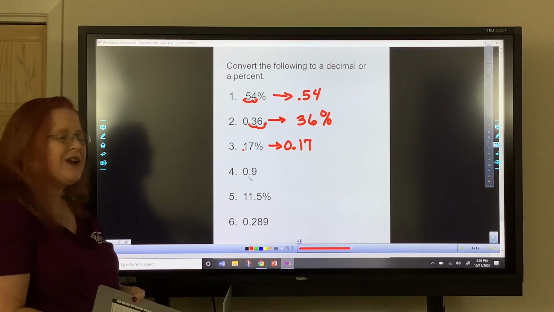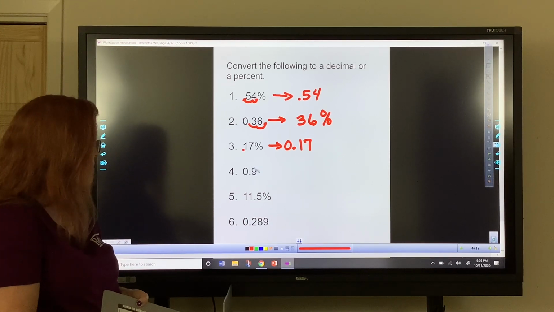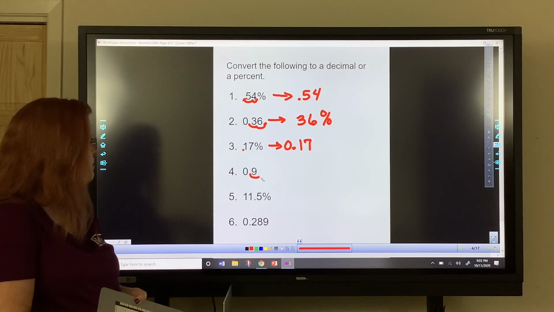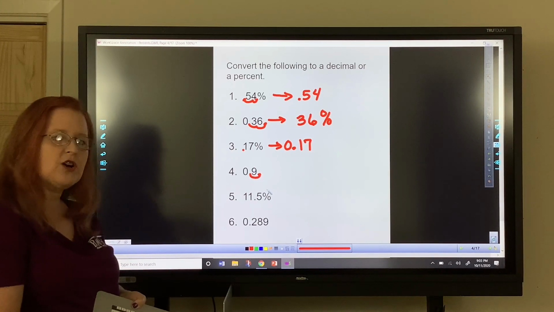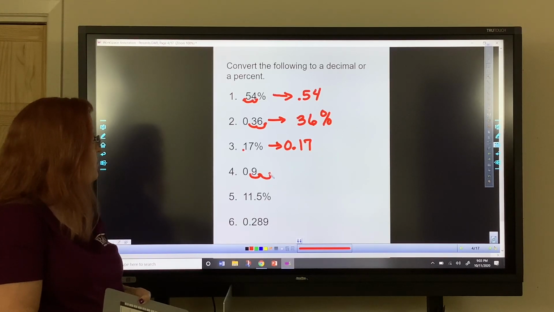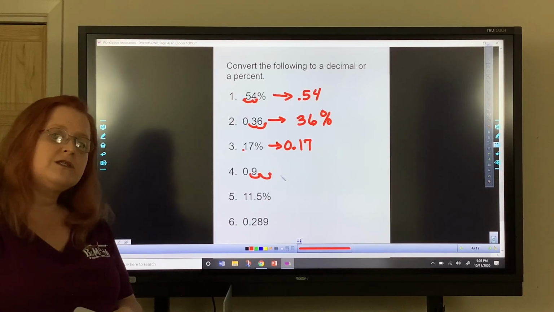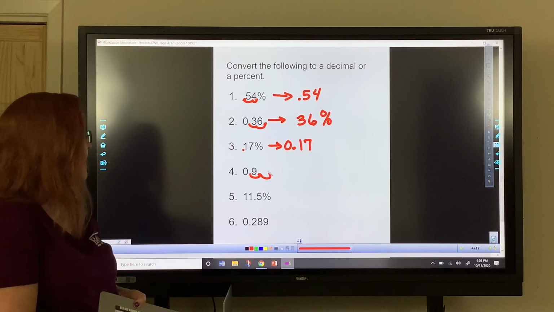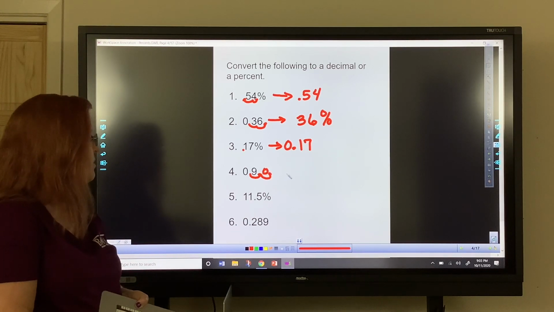Okay, what happens here, we have a decimal, but we only have 1 spot to move our decimal to get our percent, but we have to move it twice. What number do we have to put in to placehold that? And that would be the 0. And so 0.9 would become 90%.